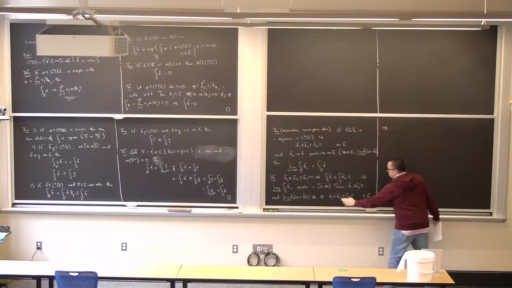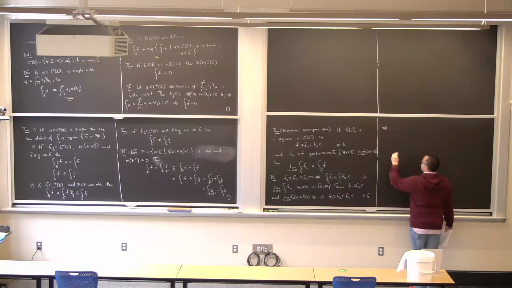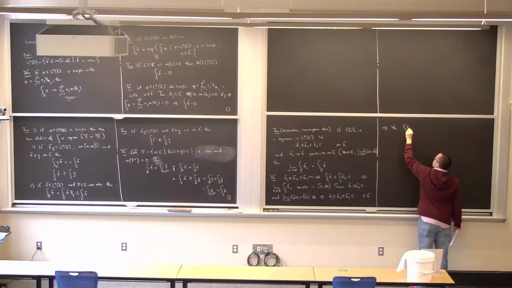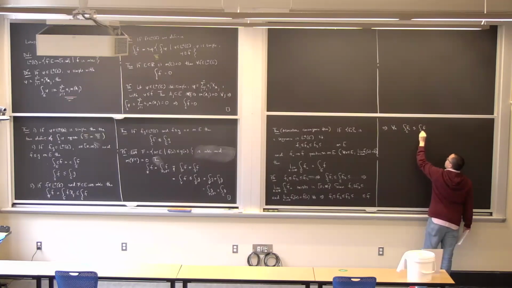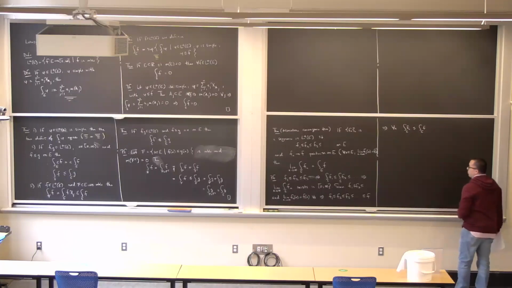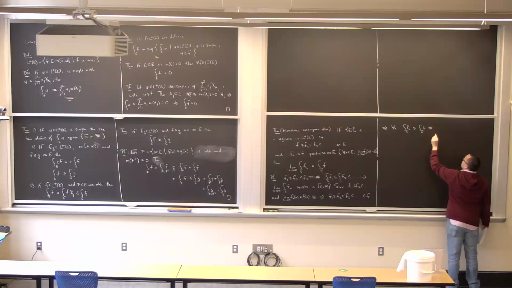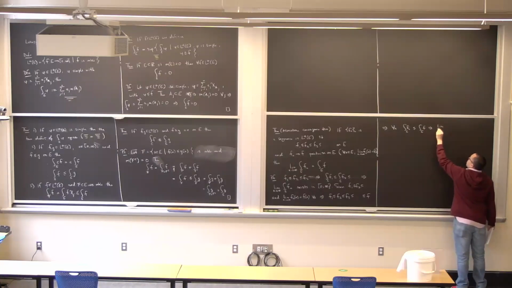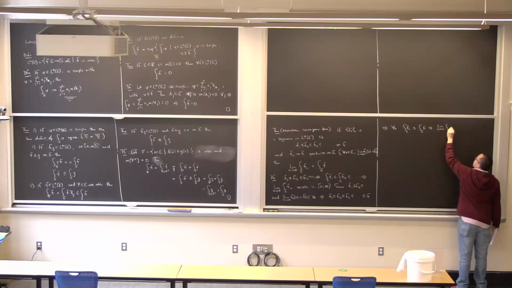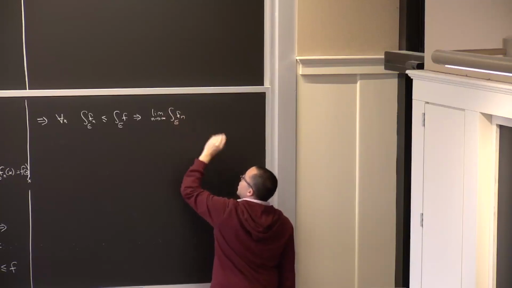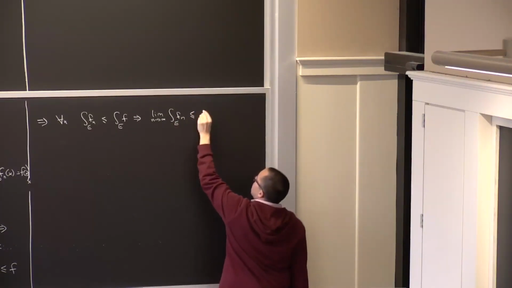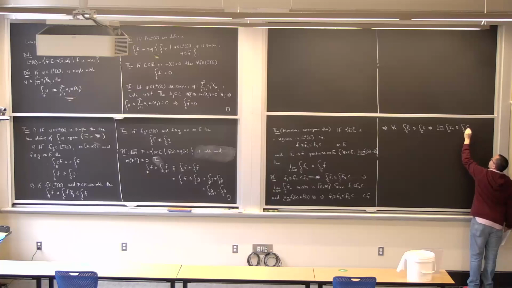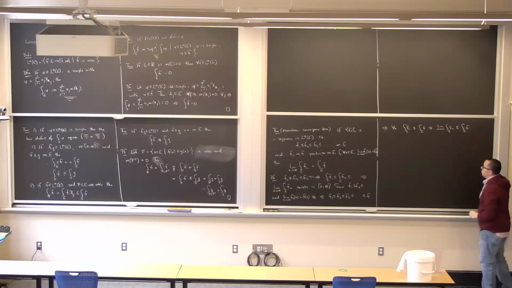And since all of these functions sit below f, this implies that for all n, the integral of fn over E is less than or equal to the integral of f, and therefore the limit, which we know exists as either a finite number or infinity, is less than or equal to the integral of f. Okay?